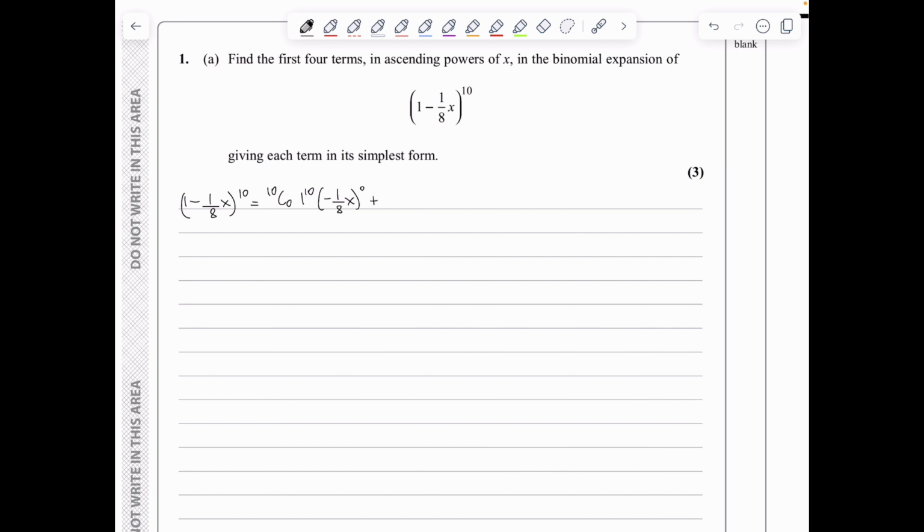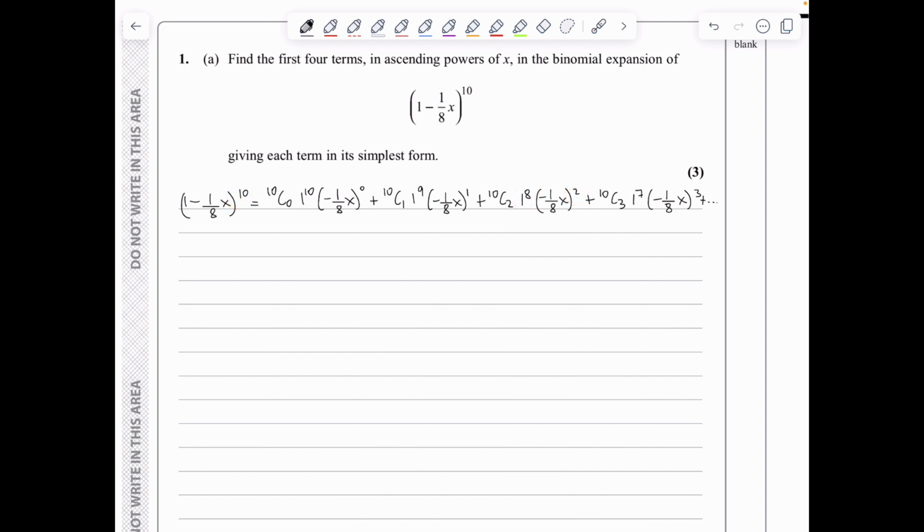term. Then it's 10 choose 1, and we've got 1 to the 9 times minus 1 over 8x to the power of 1, plus 10 choose 2, 1 to the power of 8 minus 1 over 8x to the power of 2, plus 10 choose 3, it's 1 to the power of 7 minus 1 over 8x to the power of 3. So each time we drop the power of the first term by 1 and we increase the power of the second term by 1 so that we always add up to 10, the original power given.